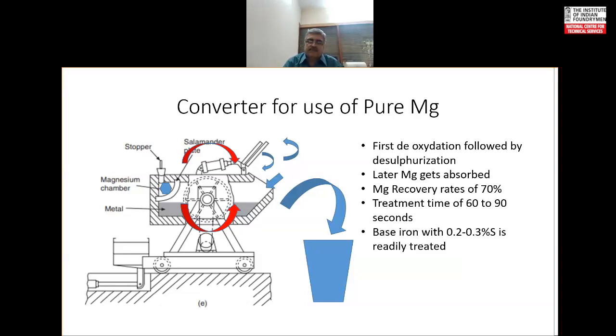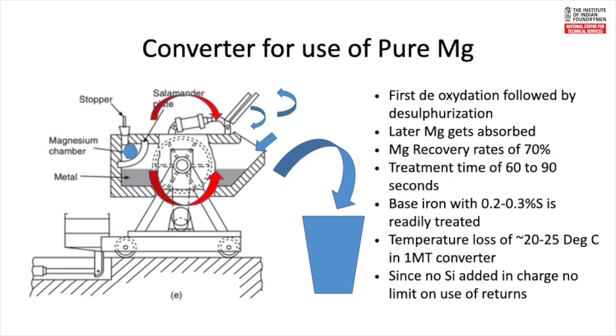Base irons with 0.2 to 0.3 sulfur are readily treated. Temperature loss of about 20-25 degrees is seen in a 1 ton converter. As the converter size increases, the drops will come down. Even the recoveries may go even higher than that. I think George Fischer would have designed converters going all the way up to 20 tons perhaps.